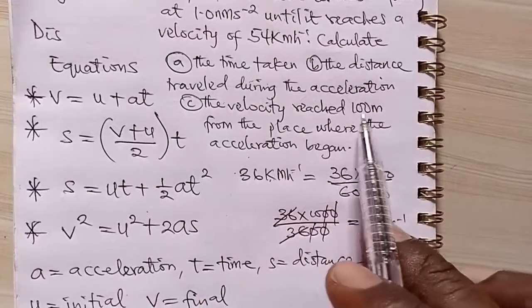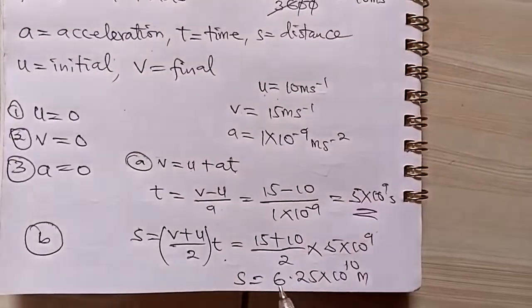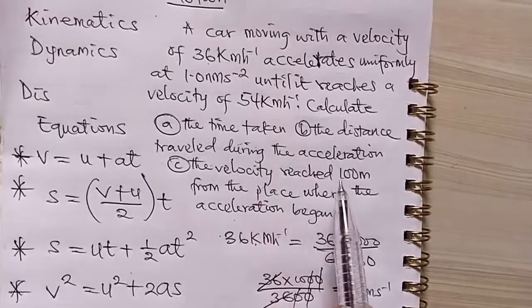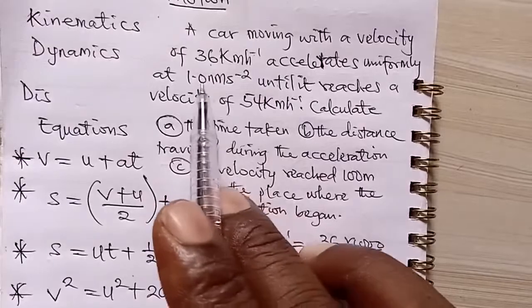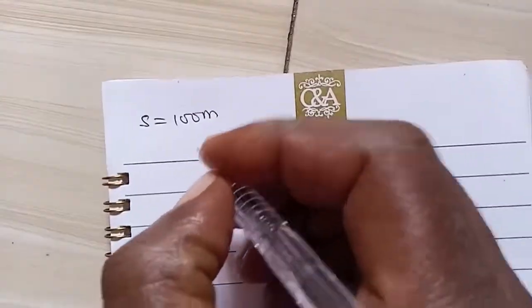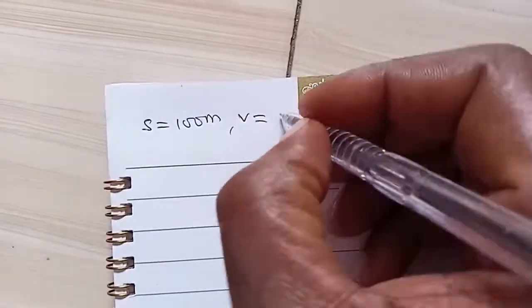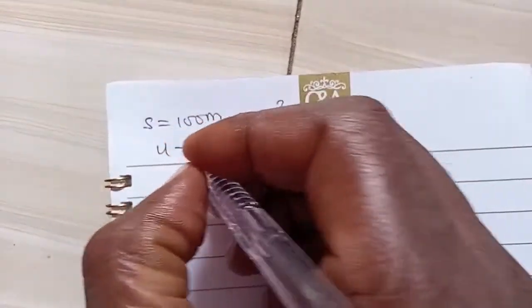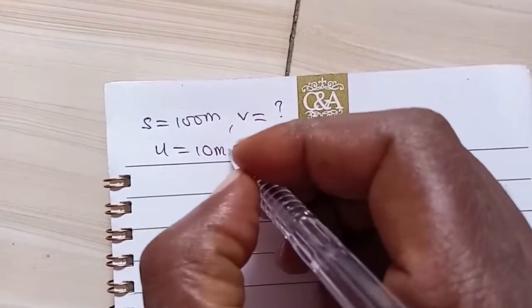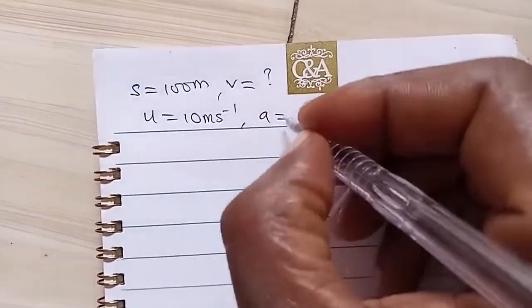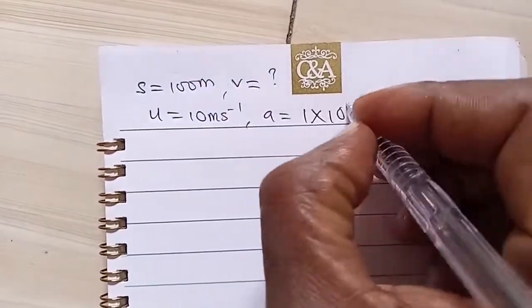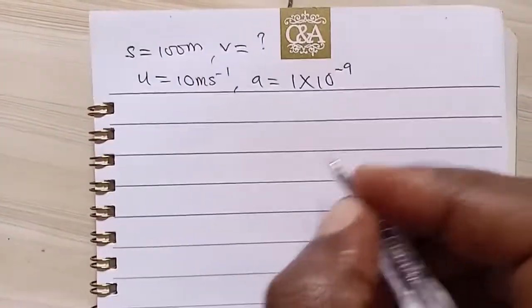So the distance we're going to make use of is not this one. The distance we're going to make use of is this 100 meters given to us from the place where this acceleration is. So we're going to make use of this acceleration. From that question, our distance is 100 meters. We don't know the final velocity, but the u given to us still remains this. And our a still continues to be 1 times 10 raised to power minus 9 meters per second squared.